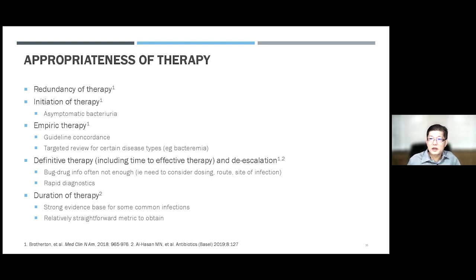Appropriateness of therapy can be defined in many components, including redundancy of therapy, initiation of therapy for indications that may not need antibiotics, like asymptomatic bacteriuria, and appropriateness of empirical therapy, which should be consistent with the guideline and target key important indications like bacteremia. Definitive therapy and de-escalation are attractive to use and can be integrated with rapid diagnostic tests, as well as duration of therapy, which has a strong evidence base for some common infections and is a relatively straightforward metric to obtain.